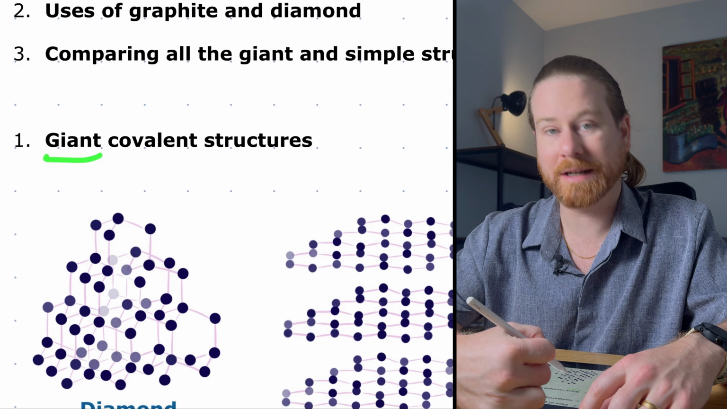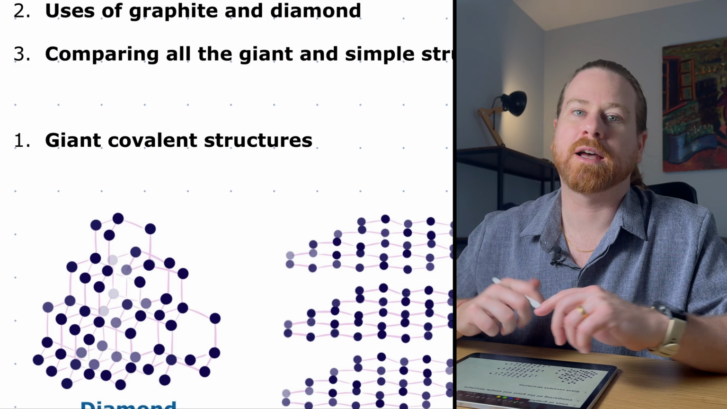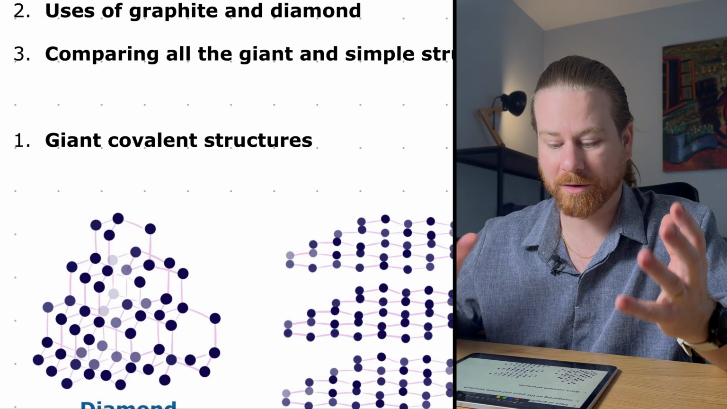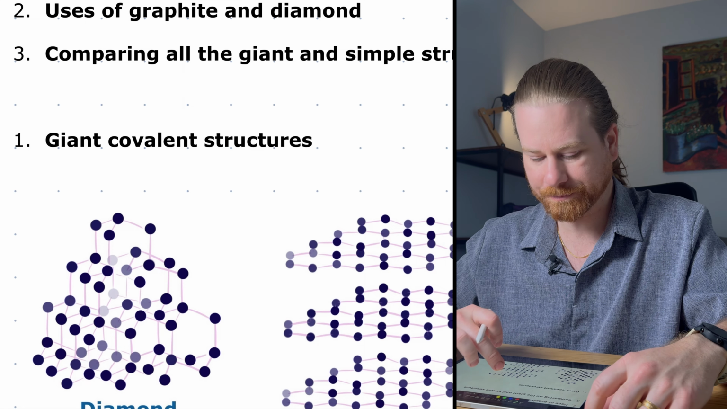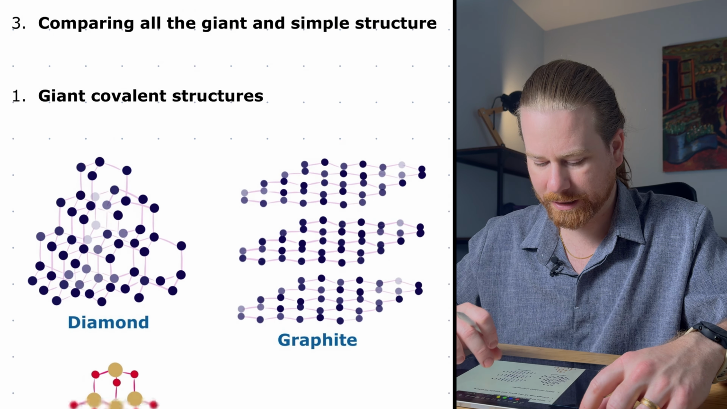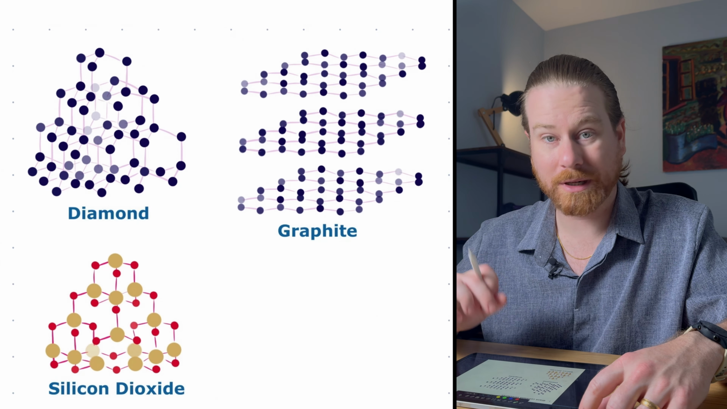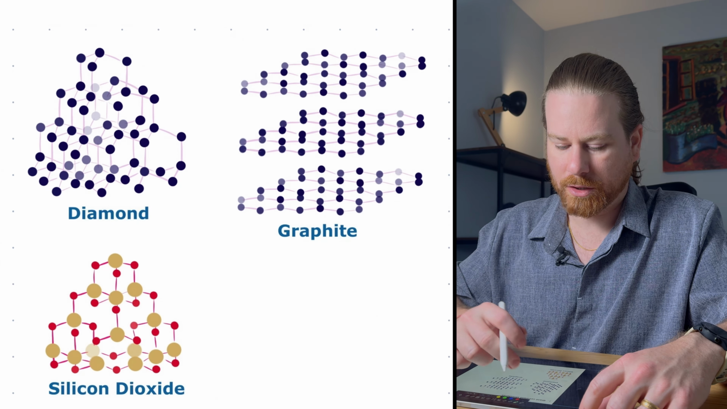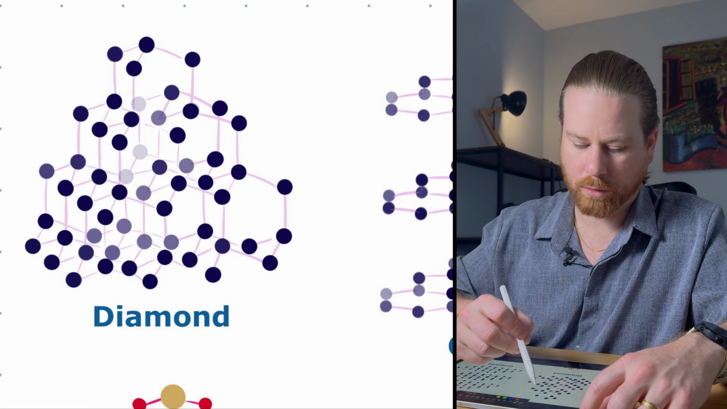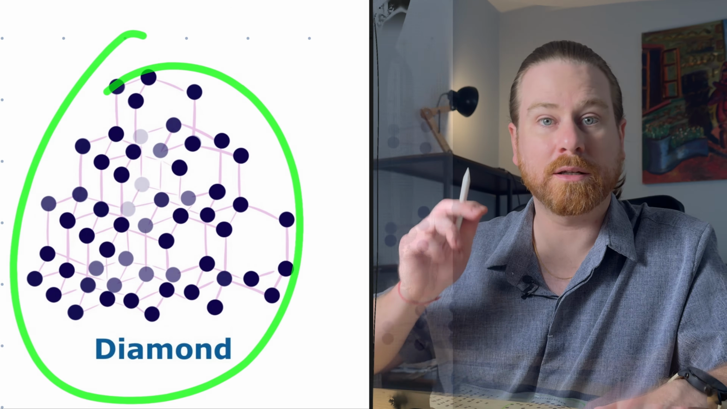So we've got this word giant here again. Giant, as it is with the ionic compounds, just means very, very big. So kind of like never ending. And we have three structures here that you need to know about. So we'll talk about each one individually. Starting off with diamond.